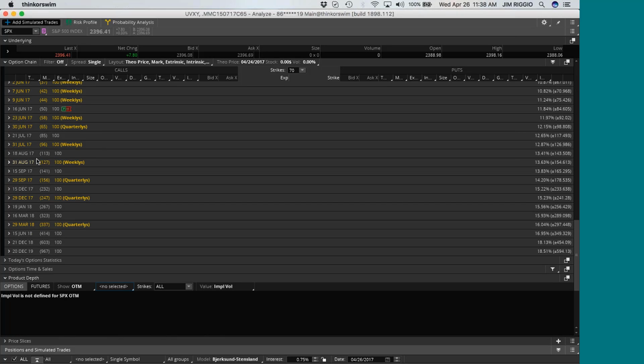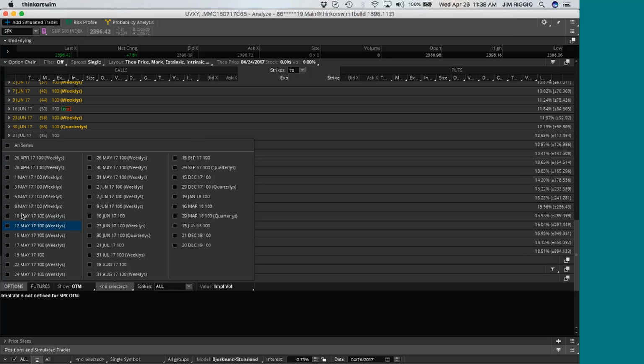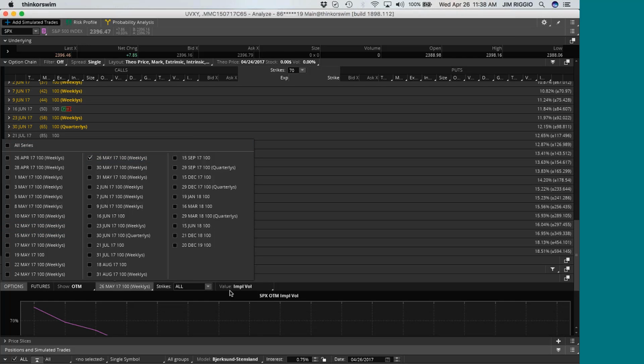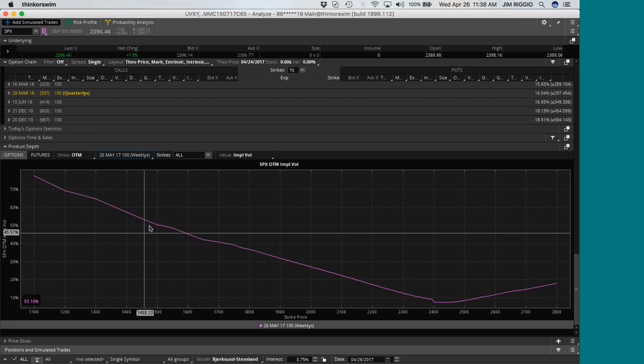Okay, so if I take a look at the options, what I'm going to do is select just the May 26th. I just want to look at the 30-day option. I'm going to look at all strikes, and just the out-of-the-money options. What you're looking at on this single line is basically the VIX for each single strike price. The strike prices are along the bottom here, and this is the implied volatility, or the VIX, for the individual line.